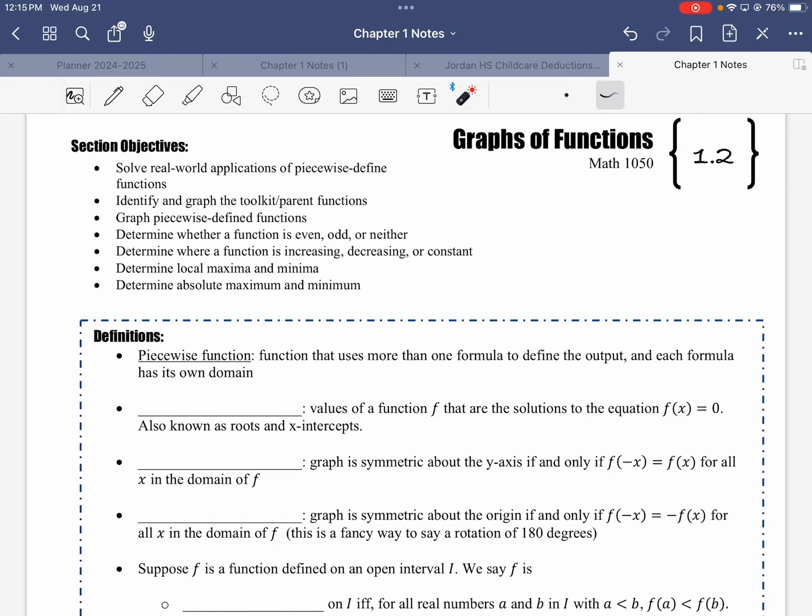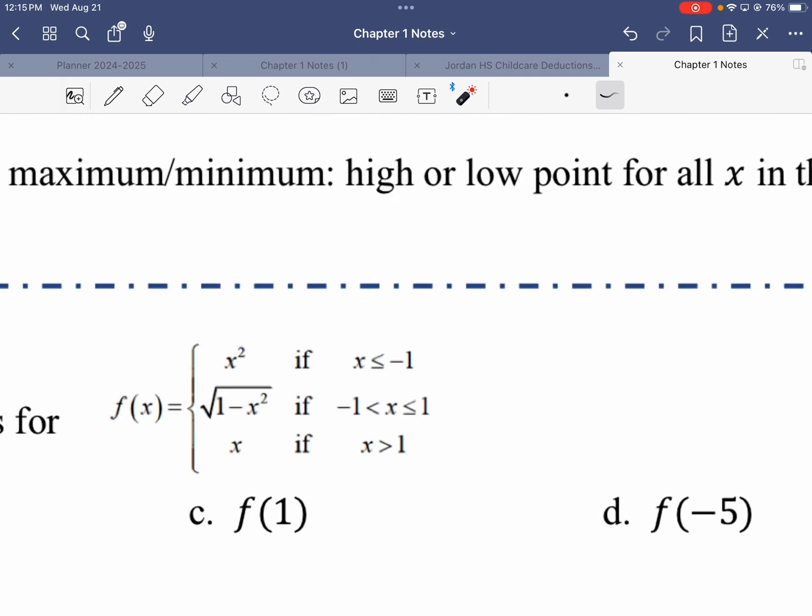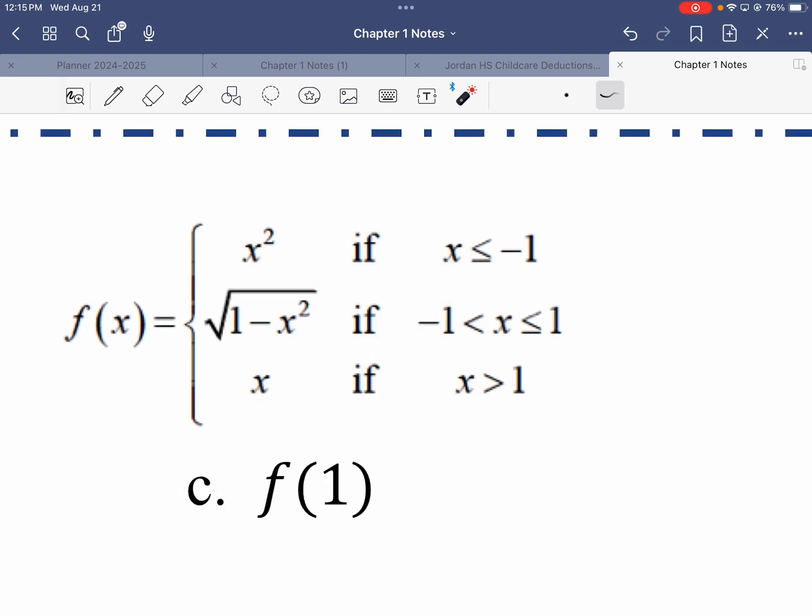So the intro to functions was all of 1.1. 1.2 is entirely about piecewise functions. So let's talk about what a piecewise function is. It's a function that uses more than one formula to find the output, and each formula has its own domain. I think that's kind of confusing, but I think most of you, if I show you this, know exactly what a piecewise function is.